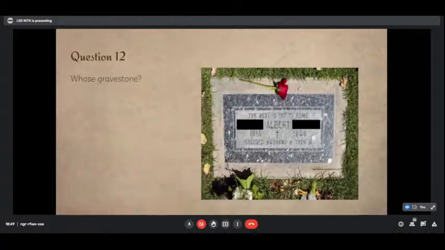I'll read it out once again. The gravestone says, the best is yet to come. Blank Albert Blank, who lived between 1915 and 1998, was a beloved husband and father. But we probably know him for what he's famous for.